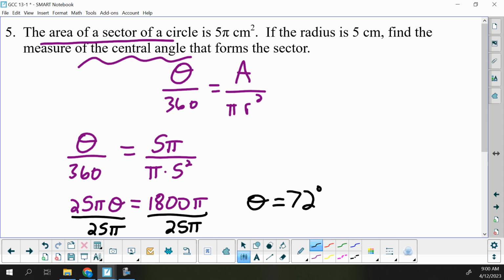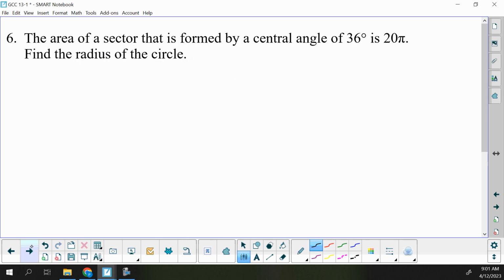All right, we should have ended up with 72 degrees in the long run. Theta over 360 equals 5 pi over pi times 5 squared. Cross multiply. Don't forget your degrees on your answer. All right, last two for today over on page 5. Or I take that back. We'll have 3. We have one more on page 6 when we get there.